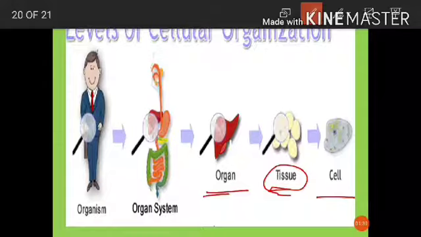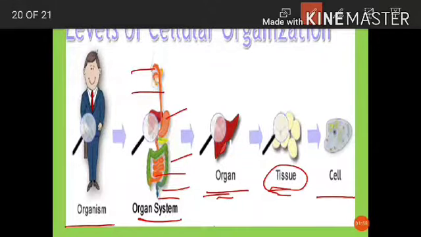Now, a number of such organs work together to form an organ system. Like you can see here in digestive system, mouth, food pipe, stomach, intestine, large and small intestine, rectum, anus, together they form digestive system. Similarly, different systems in our body together make an organism. And this is the level of organization in an organism.